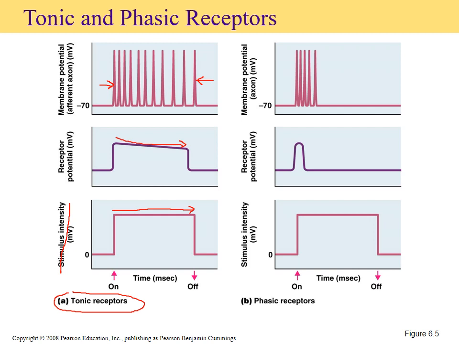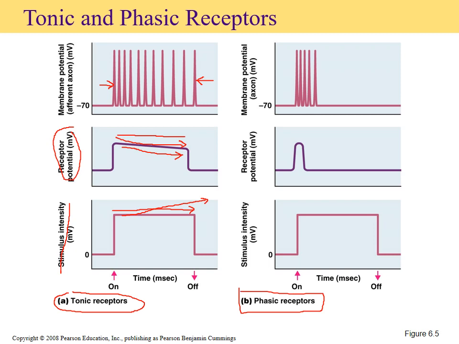Notice how the receptor potential does decrease slightly, right, towards the end. And that has to do with what we were talking about before, that you can have adaptation to the stimulus. So if we were to increase the intensity of the stimulus, we would see that the receptor wouldn't have a chance to adapt to it. On the other hand, we have a phasic receptor.